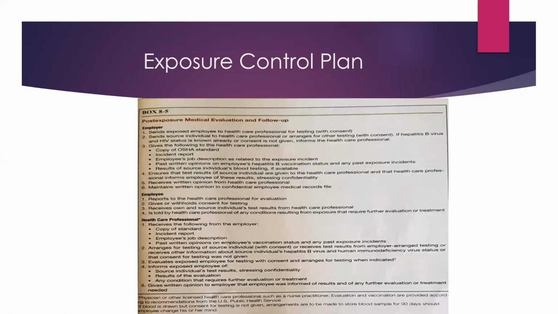Okay, and box 8-5, also here from your book, the post-exposure medical evaluation and follow-up. I put a cutout of it here, about the employer, employee, and healthcare professional. And this will tell you that the employer ensures that test results of the source individual are given to the healthcare professional, and reports to the healthcare professional for evaluation. It has a whole bunch of detail. And again, these types of control plans have to be detailed. It's important because there's a lot at stake.